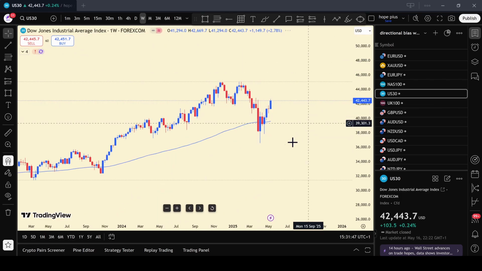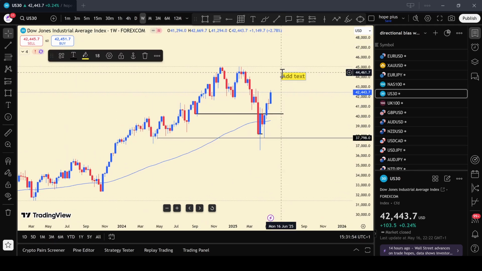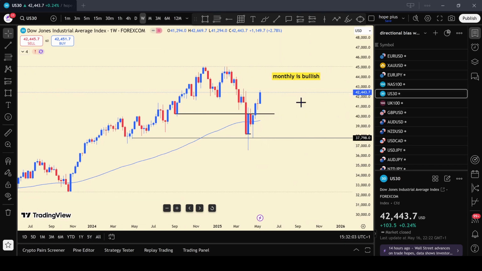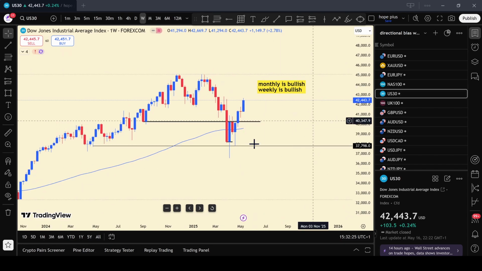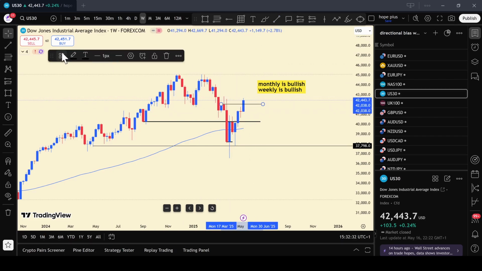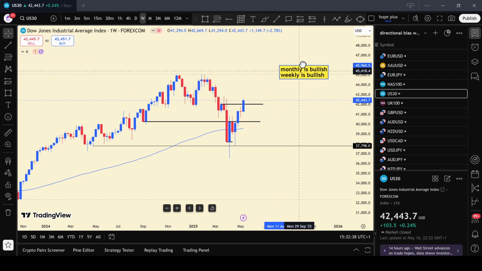Then on the weekly, by the way, let's use our board. Monthly is bullish. Weekly is bullish. So from here, we close above this weekly resistance. So a retest of that into this region, I'll be positioning myself to buy.